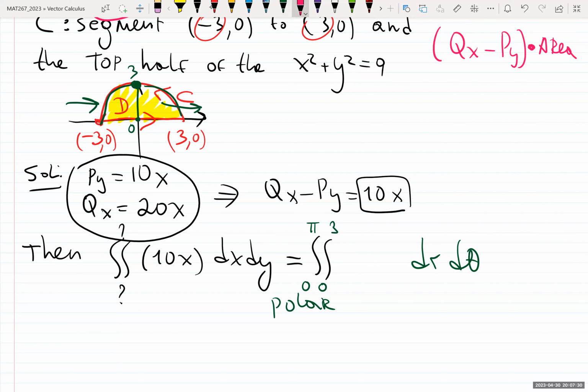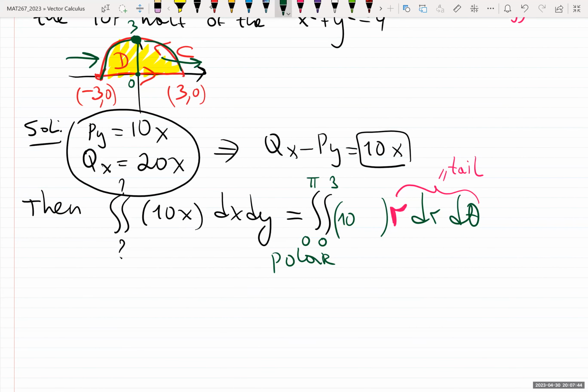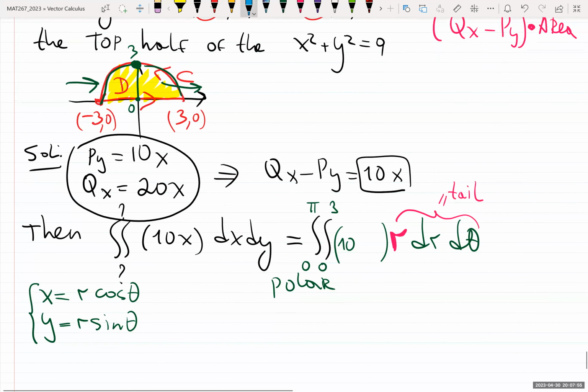But there's a catch. Polar has a formula tail. R pops out. So that's a tail. Don't forget that; that's the danger of making that mistake. And now we're putting in 10x, but you have to change x now. So you need to write down x is r cosine theta, y is r sine theta. Orientation is positive, so you don't have to change anything. R is given, it is 3, so x is 3 cosine theta. And you integrate that, and you get the answer.